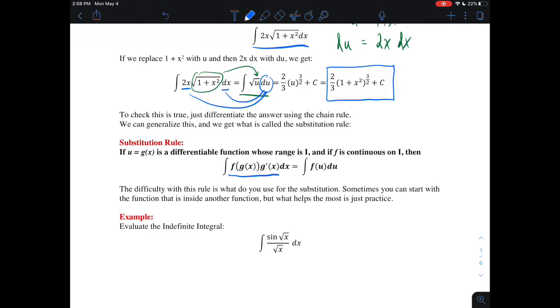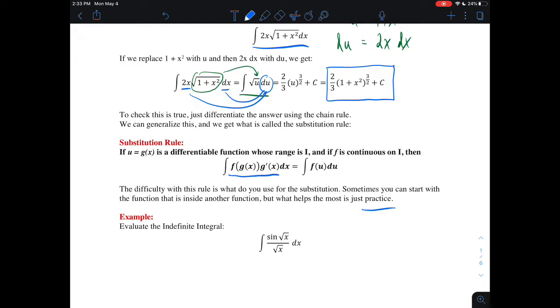But there is some difficulty with this, and that is, what do you use for the substitution? Sometimes for the substitution, you can start with the function that is inside another function, but sometimes that isn't as easy as it sounds, and so really it's just a little bit of trial and error, and then also practicing as many problems as you can. So let's start our practice with this first example.